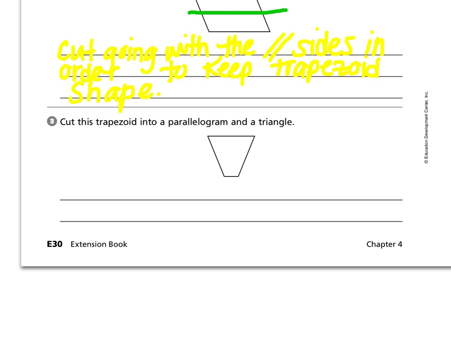Let's move on to number 3, where we need to cut the trapezoid into a parallelogram and into a triangle. So looking at this, I know that I need to cut somewhere in order to make it a triangle, but also keep it a parallelogram. So I'm going to cut it right here because the red line will run parallel with this line. But also, this shape right here is now a triangle. So you need to explain why you cut it that way.